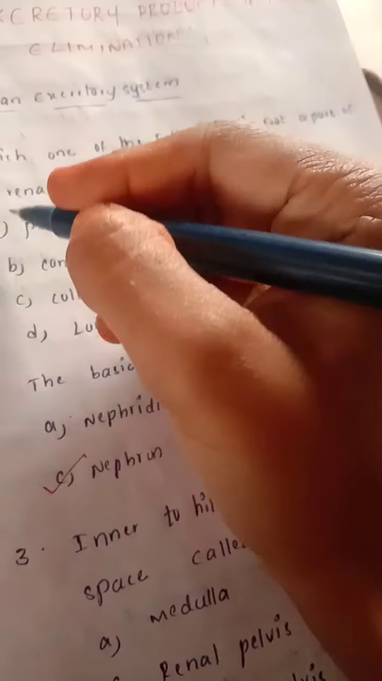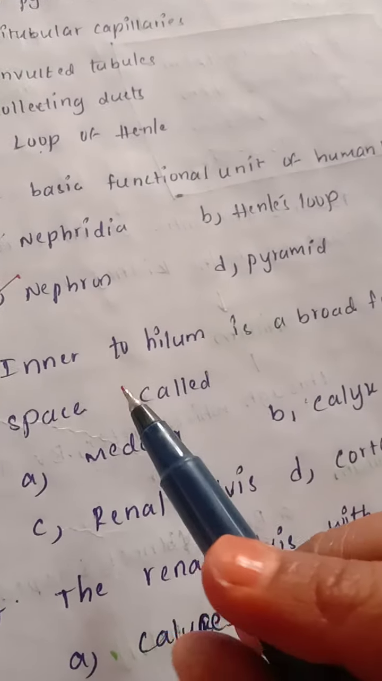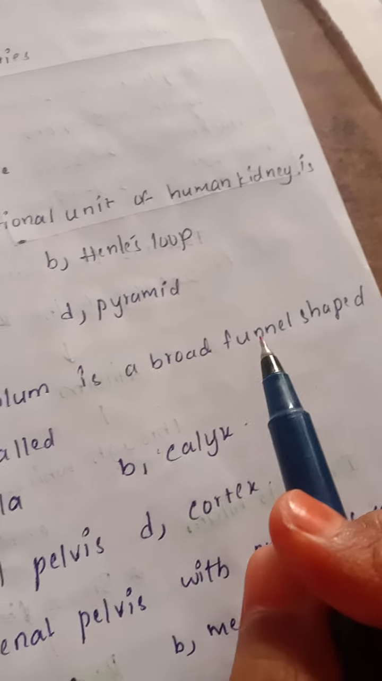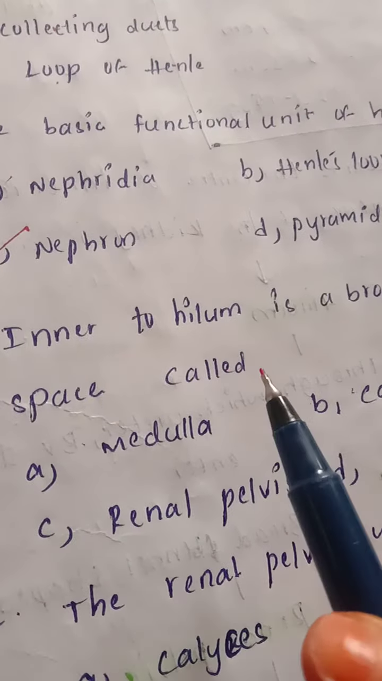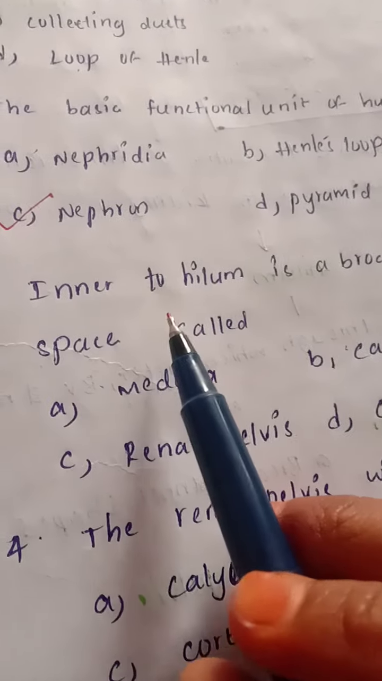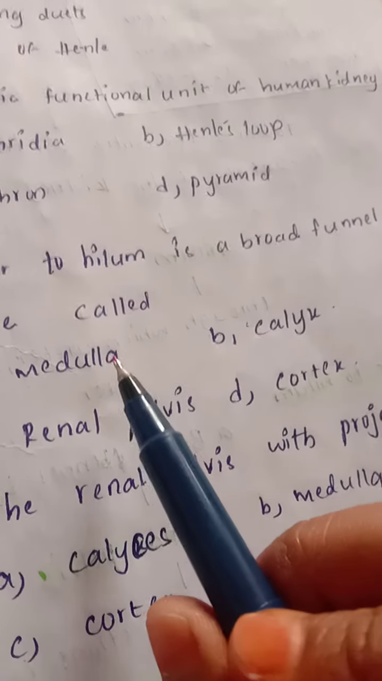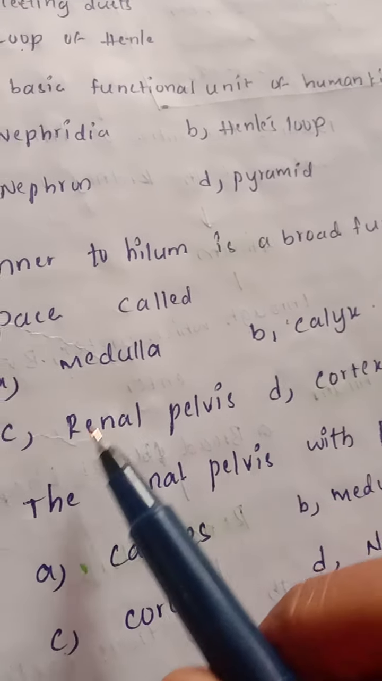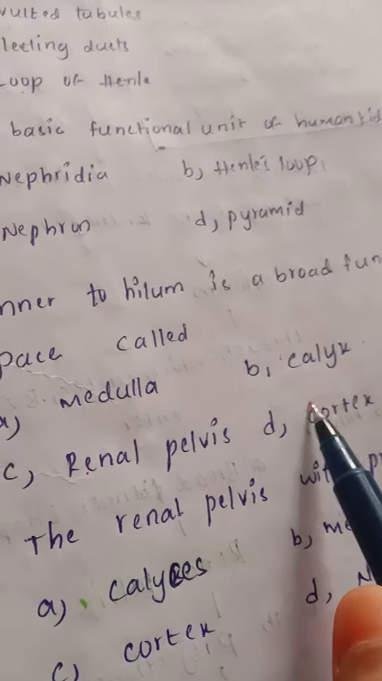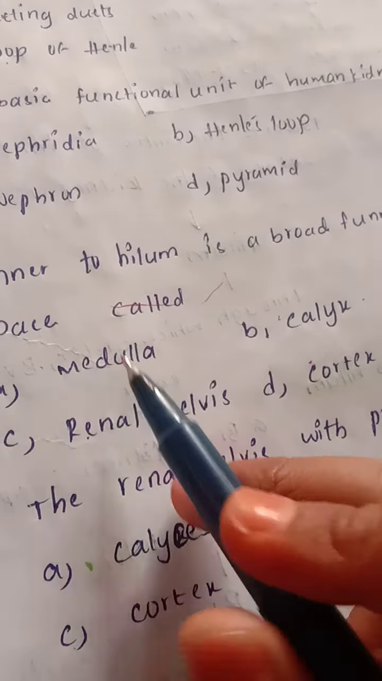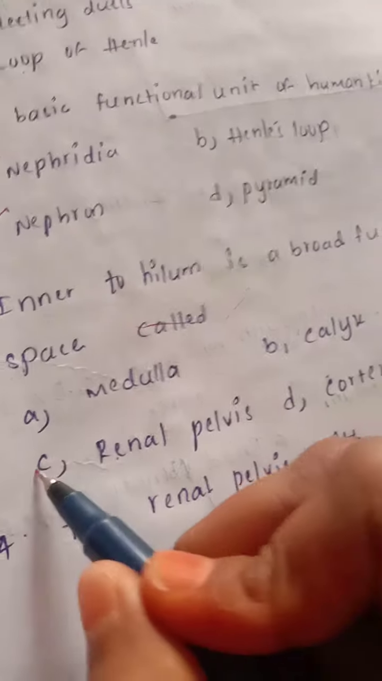Next, inner to the hilum, there is a broad funnel-shaped space. What is that? Medulla, calyx, renal pelvis, or cortex? As we know, the kidneys consist of outer cortex and inner medulla, and the renal pelvis is the broad funnel-shaped space. So the answer is renal pelvis.